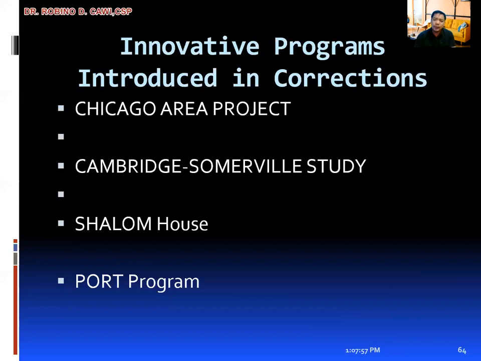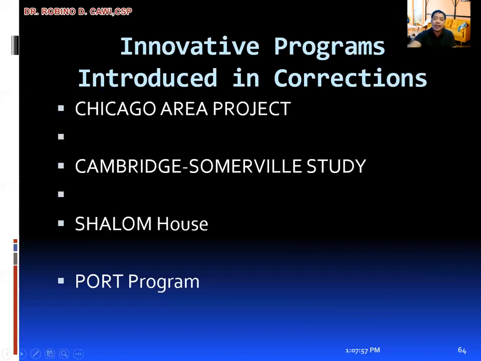However, the result of this study did not materialize because of World War II. World War II broke out. So some of the delinquent boys that we are talking about here were actually sent to fight in the army or in the navy or in the marines, something like that.